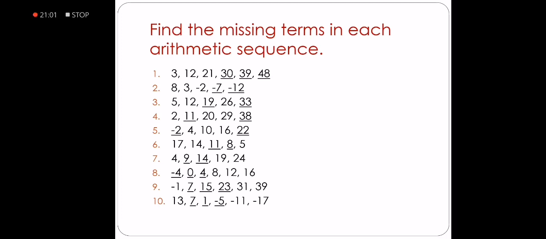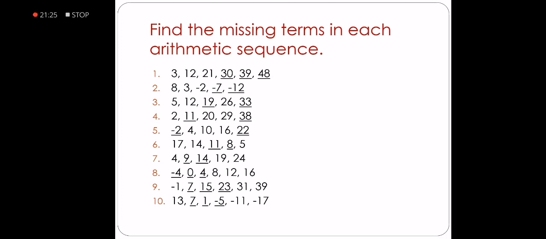So, magdadagdag lang tayo ng negative 3 kay 14 and that is 11. Kay 11, magdadagdag ulit tayo ng negative 3 and that is 8. In number 7, we have 4, blank, blank, 19, and 24. So, we're just going to subtract 24 by 19 and the answer is 5. And then afterwards, magdadagdag tayo ng 5 kay 4. So, we have 9. Magdadagdag tayo ng 5 kay 9.